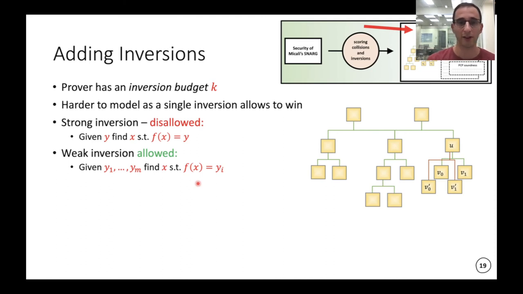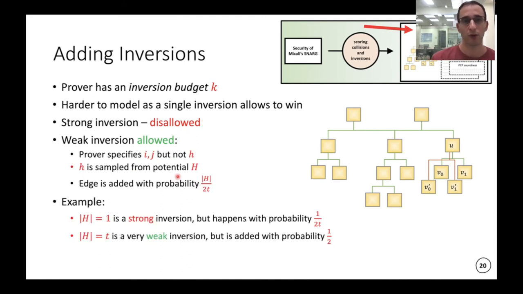And let me show you how this goes back to the graph. If the prover wants to add an inversion, so inversion is adding an edge to a part of the graph that's already connected, then he can specify I and J, but he cannot specify H. So if this node here is already connected and he wants to add this edge connected to here, this would be an inversion. So he can specify I and J, but he cannot specify the specific H of this node. Instead, H is going to be sampled from all possible potential capital H.